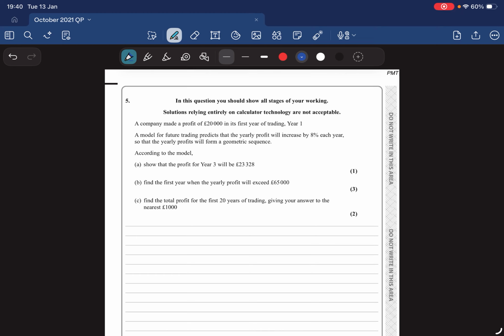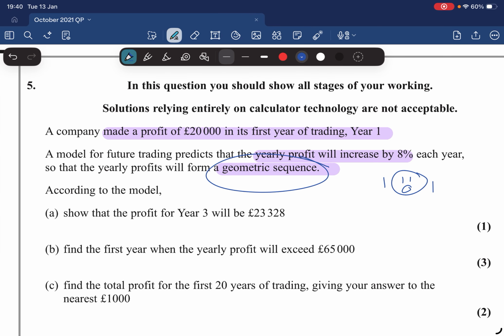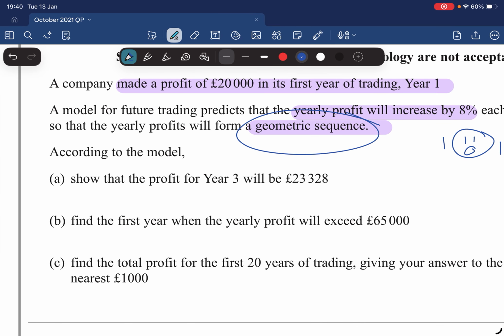Okay. So this company is making a profit. It's made a profit in its first year of trading. A model for the future trading predicts that the yearly profit will increase by 8% each year, so that the yearly profit will form a geometric sequence. Show that the profit for year 3 will be 23,328. So it's made its profit in the first year.